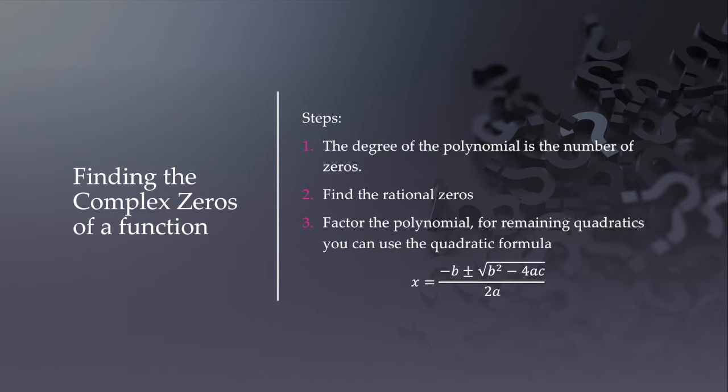So how do I find the complex zeros of a function? The degree of the polynomial is the possible number of zeros. It could have that many zeros or less. I need to first find the rational zeros, using the methods we've talked about earlier in this chapter. And then I can factor the quadratic that remains using the quadratic formula.